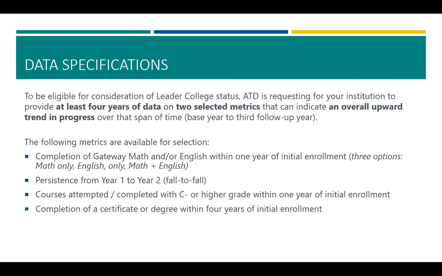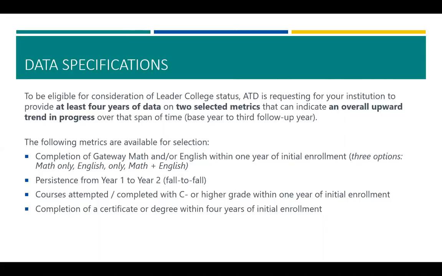And again, those metrics are completion of gateway math and/or English within the first year of enrollment. And here we've given you the options of just math, just English, or if you're looking at students who are enrolled in both math and English to see if they've completed.